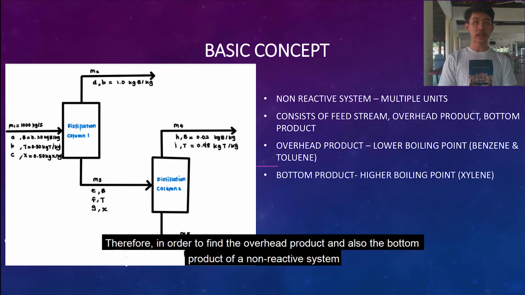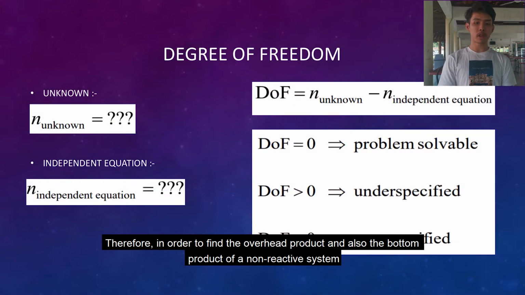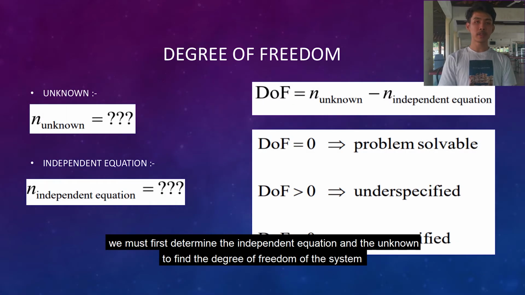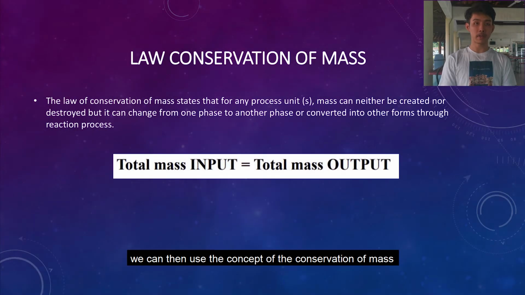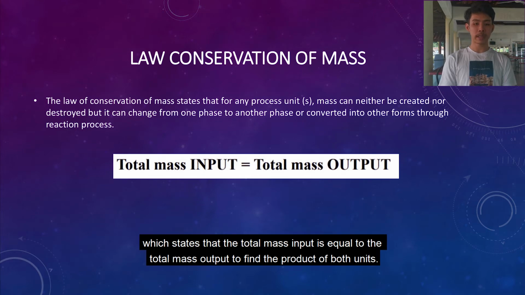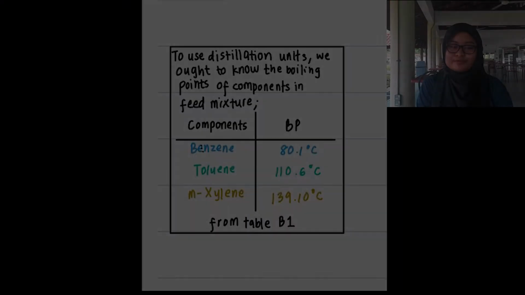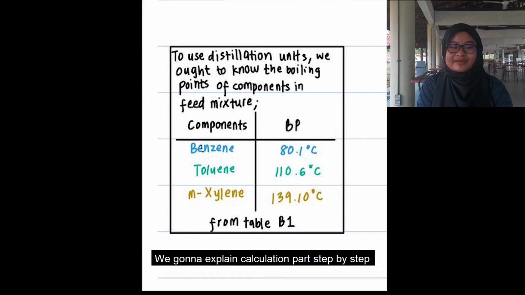Therefore, in order to find the overhead product and the bottom product of a non-reactive system, we must first determine the independent equations and the unknowns to find the degree of freedom of the system, so that we can know if the problem is solvable or not. After that, by assuming a basis for the process, we can use the concept of conservation of mass, which states that the total mass input is equal to the total mass output, to find the product of both units. We're going to explain the calculation part step by step.